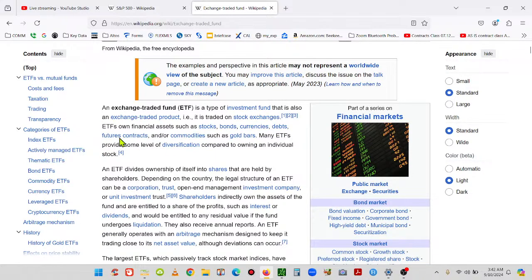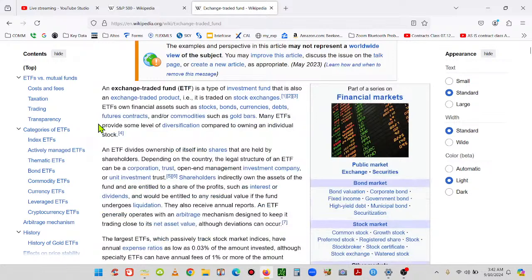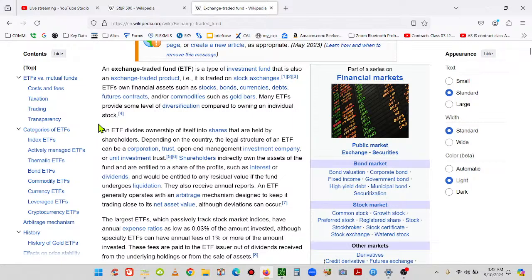It is traded on stock exchanges. ETFs own financial assets such as stocks, bonds, currency, swaps, futures contracts, and commodities. Many ETFs provide some diversification compared to owning an individual stock.